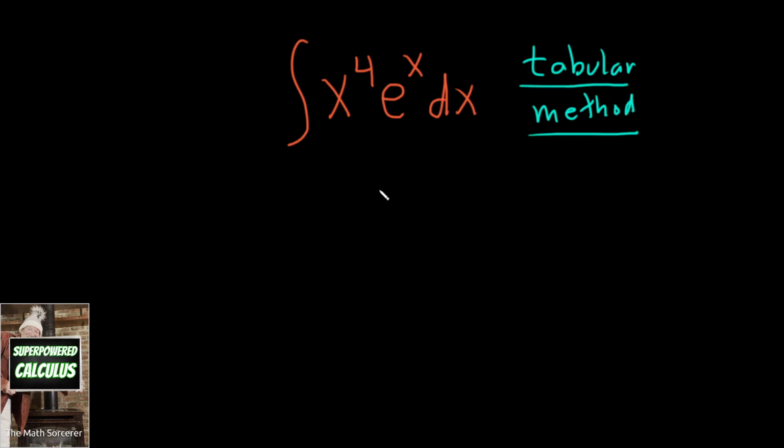Tabular integration works when one of the factors, after repeated differentiation, is eventually 0. In this case, if we keep differentiating x to the fourth, it's going to be 0 eventually. Also, we can integrate e to the x very easily. So here's how it works. We make a little table. We write down x to the fourth here, and here we write down e to the x.